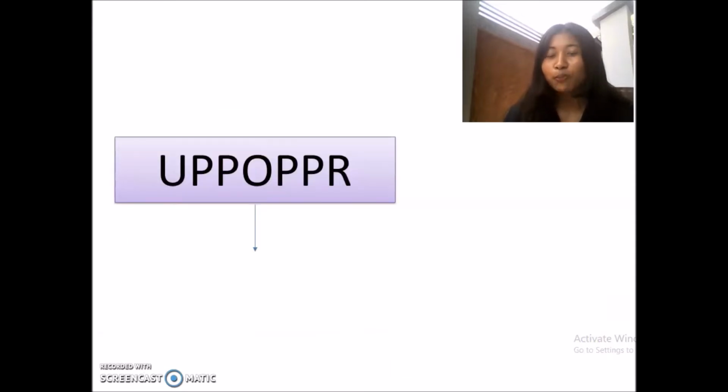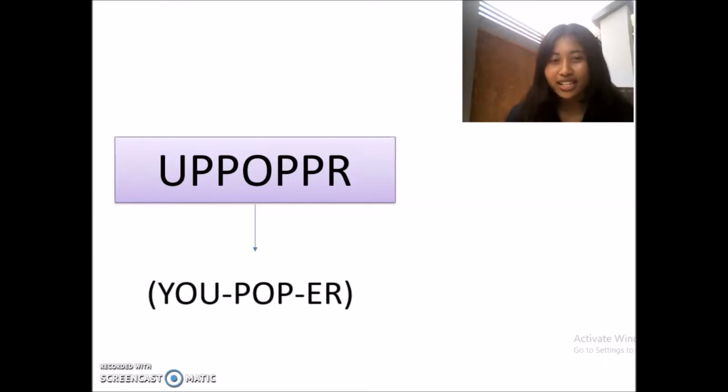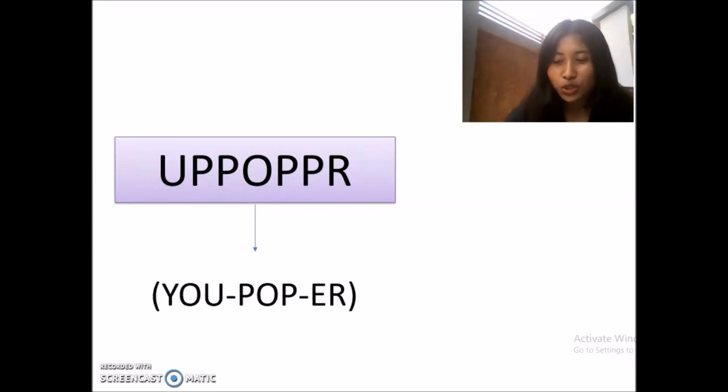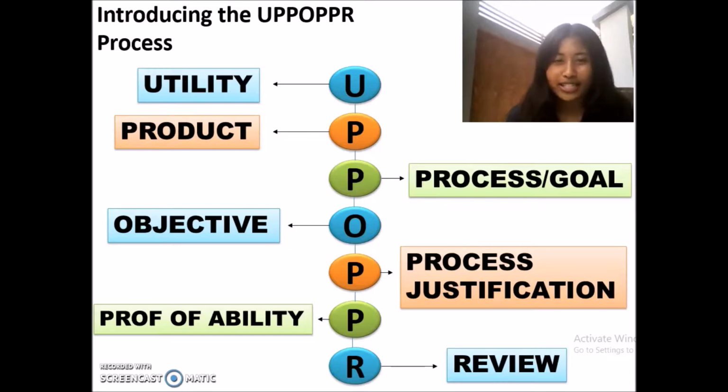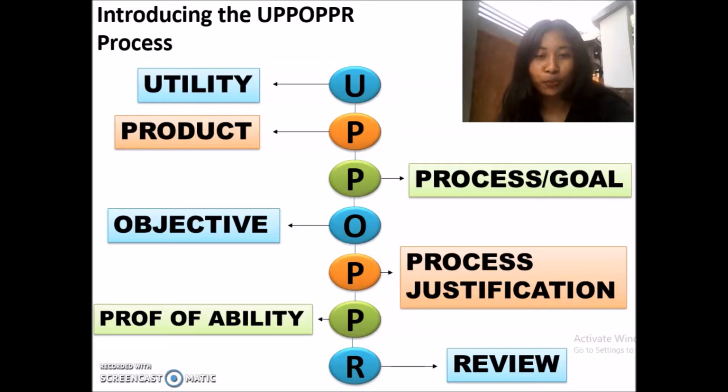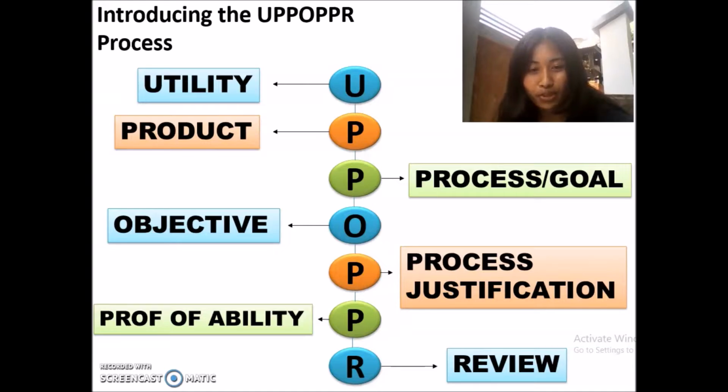It's called U-popper. Once again, the pronunciation is U-popper. As you can see on the slide, there are 7 steps for this method. Each of those 7 has its own way of making your presentation great. Okay, let's start. U stands for utility, the first P stands for product, the second P stands for process or goal, O stands for objective, the third P stands for process justification, the last P stands for proof of ability, and the last, R, stands for preview.